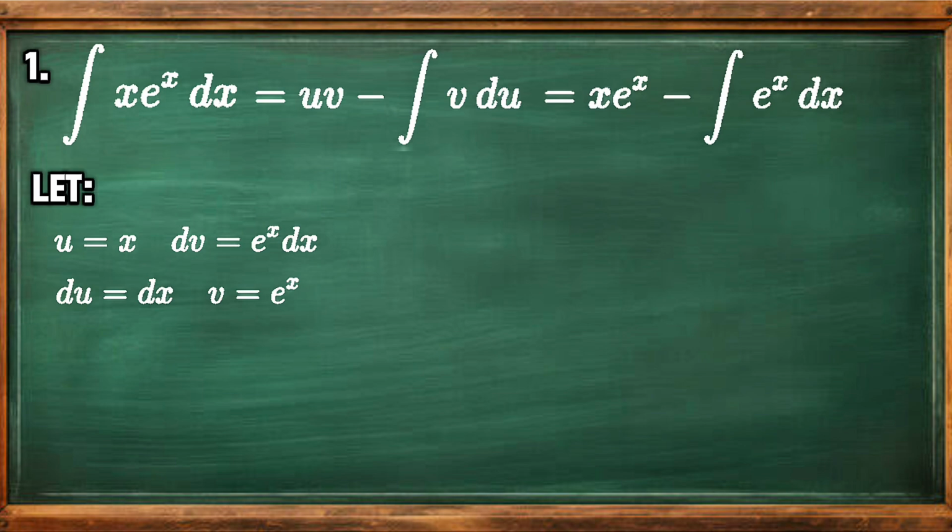We already know that the integral of e raised to x is e raised to x also. So the final answer becomes x times e raised to x minus e raised to x plus c.